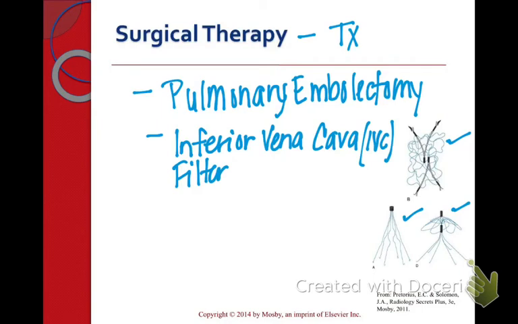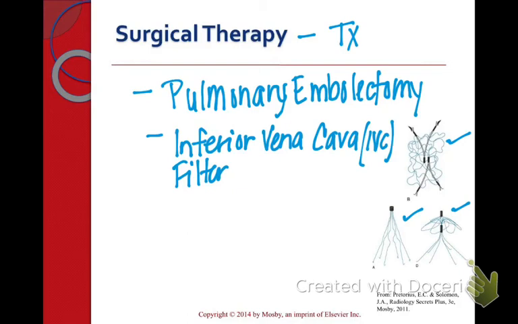Surgical therapy: a pulmonary embolectomy. They'll go in, although hemodynamically unstable patients with massive PE are the ones they'll often do a pulmonary embolectomy on because it's more emergent. And it has a high mortality rate, so it's not recommended for patients who can be successfully treated otherwise.